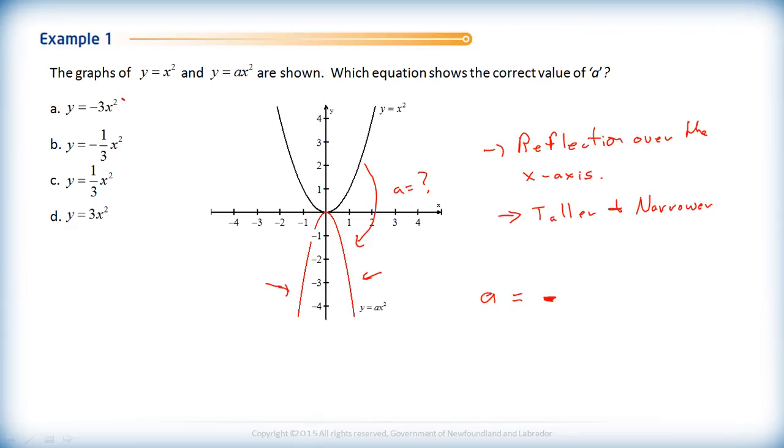So let's look at our options they gave us. We've got -3, -1/3, +1/3, and +3. These two are out because we know we have to have a negative. And the only one that's bigger than 1 there, between 1/3 and 3, is going to be just the 3. So a has to equal -3. That looks about right to me. Okay, good question.